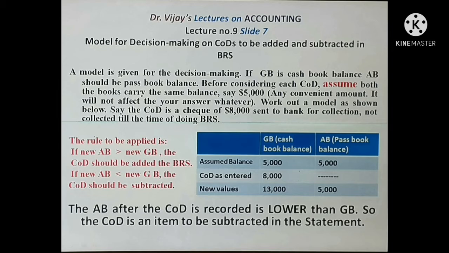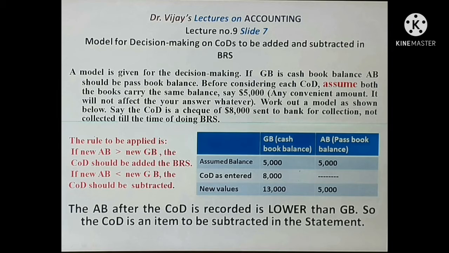Now look at the model. The COD, 8,000 is recorded in cash book, that is GB, given balance. And the balance to be arrived, that is passbook balance, it is not recorded. As a result, what new values come? In cash book balance it is 13,000. Passbook balance it is 5,000. Because this 8,000 entry has not come in passbook. New values is in given balance 13,000, in arrived balance 5,000.